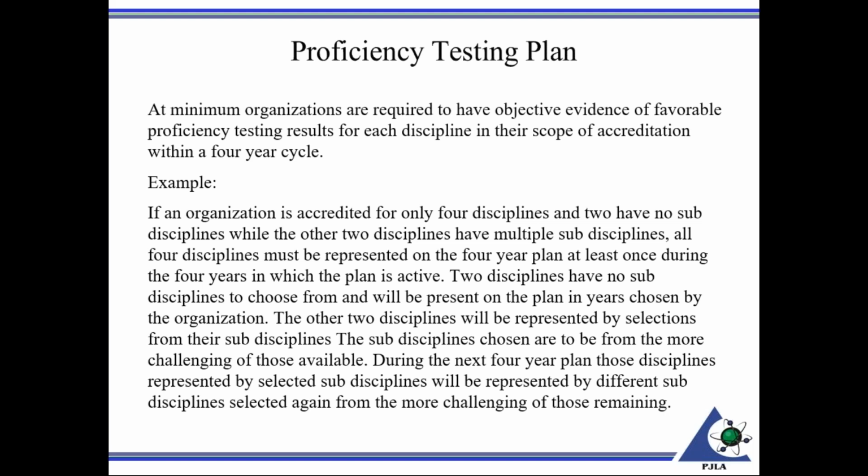All 4 disciplines must be represented in the 4-year plan at least once during the 4 years in which the plan is active. 2 disciplines have no subdisciplines to choose from and will be presented on the plan in the year chosen by the organization. The other 2 disciplines will be represented by selection of the subdisciplines.